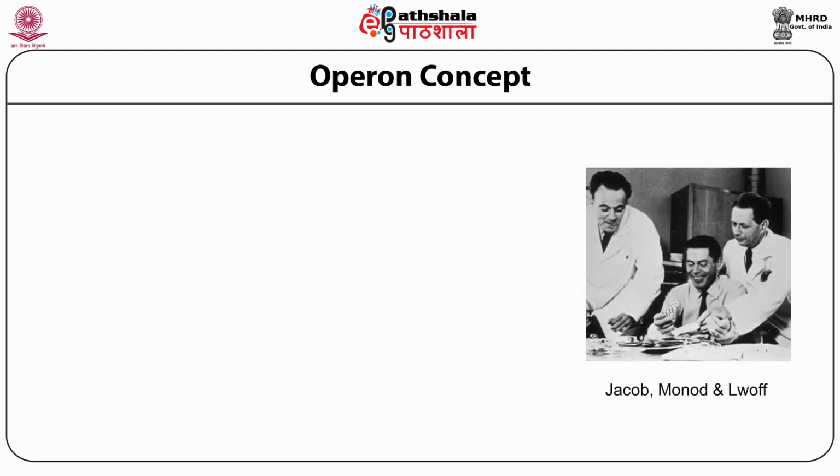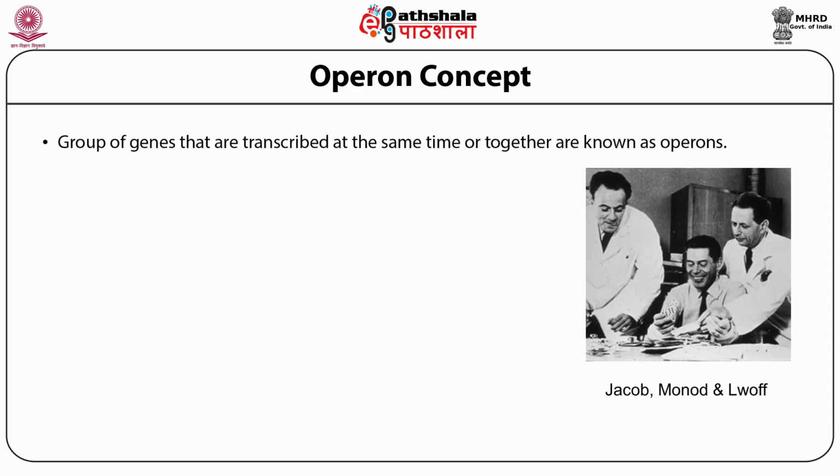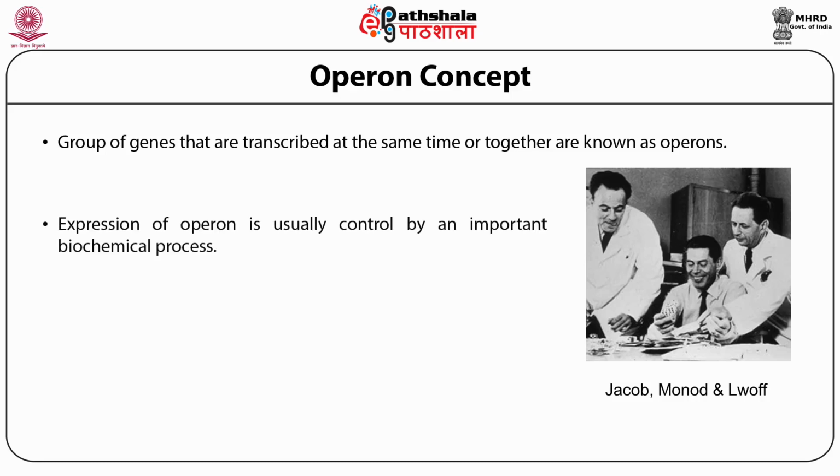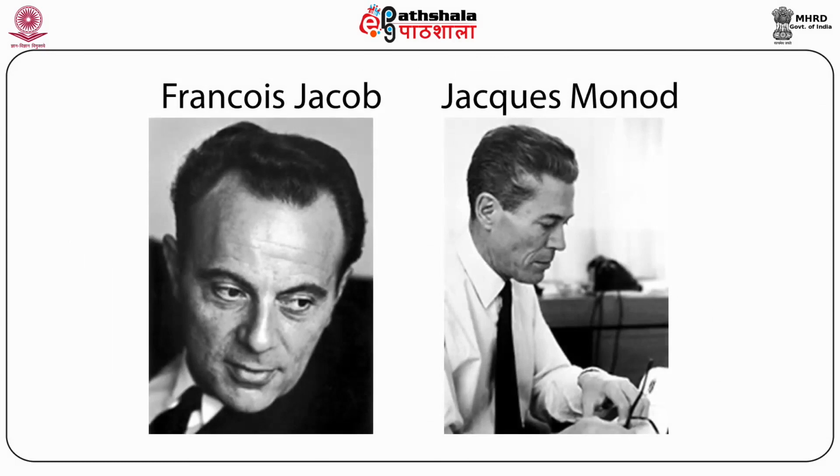Operon concept: a group of genes that are transcribed at the same time, or together, is known as an operon. Expression of an operon is usually controlled by an important biochemical process. Operons are present only in prokaryotes.